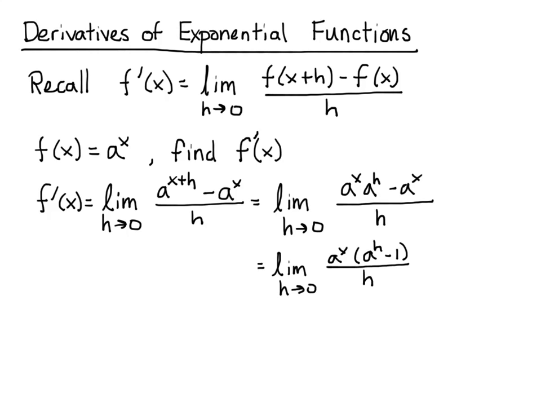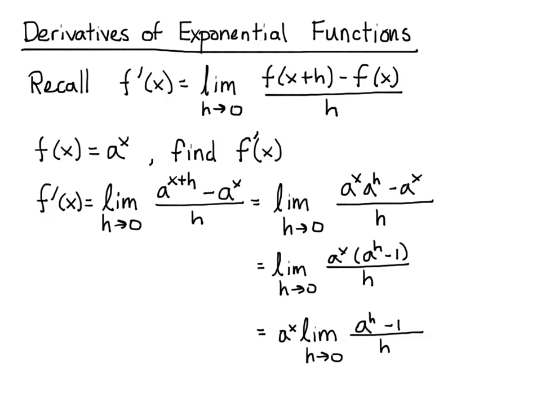in the numerator. Now if we look at this expression, we're trying to take the limit as h goes to 0. And a to the x is constant with respect to h, right? It doesn't matter what h is, a to the x remains a constant. So we can factor that out and put it in front of the limit expression, and we get a to the x times the limit as h goes to 0 of a to the h minus 1 over h.